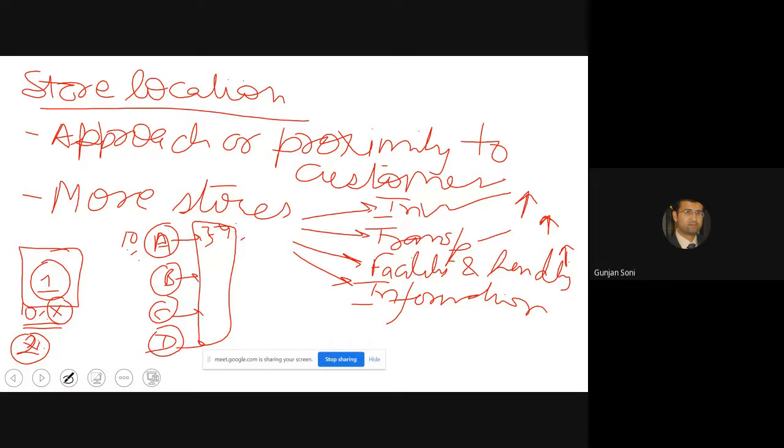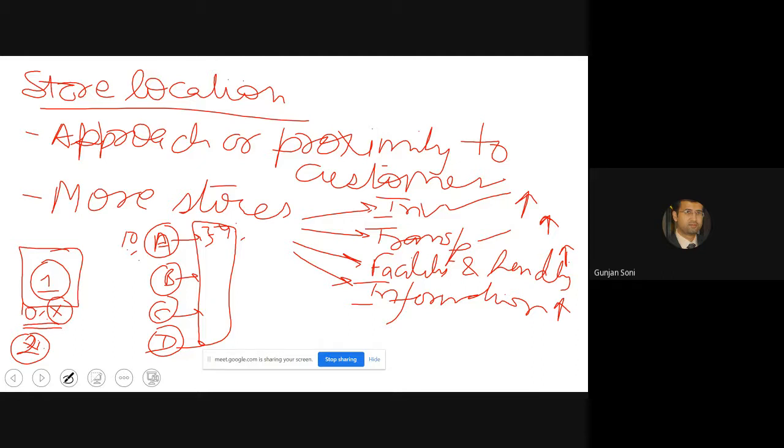If more stores are there, the information handling cost will be higher, because you'll be needing skilled people at those places to transfer the information, or more devices to capture the information, or more, higher capacity servers to capture and process that information. So all these things go up. So we can comfortably say here that as you increase the number of stores, your supply chain cost may increase.